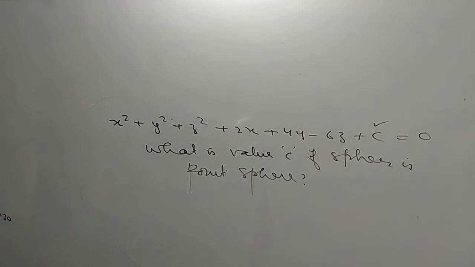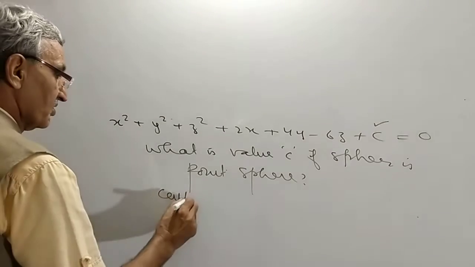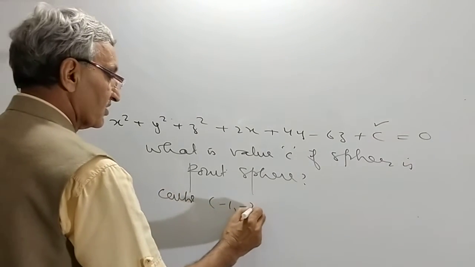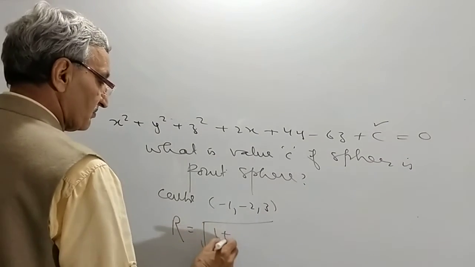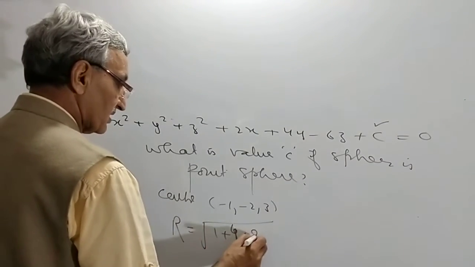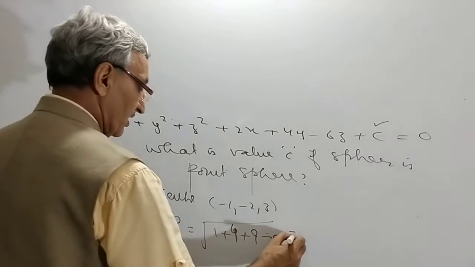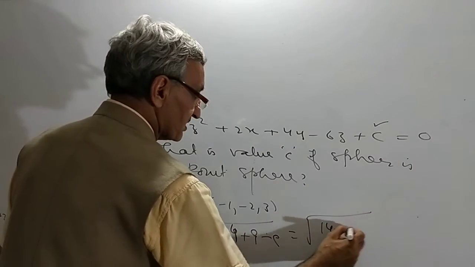What is the center? Let me talk about the center. The center is (-1, -2, 3). What will be the radius then? The radius is the square root of 1 plus 4 plus 9 minus c, which is 14 minus c.